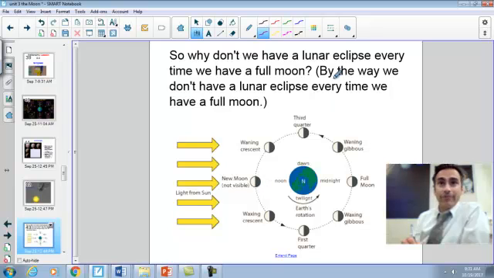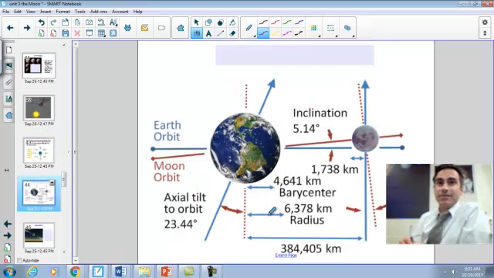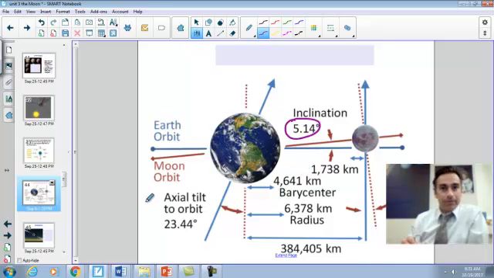And again, by the way, we don't have one every single time we have a full moon. Again, that's because of the inclination of our orbit and the moon's orbit, which is about 5 degrees. So we don't line up in order to have these. That's why they're more rare.